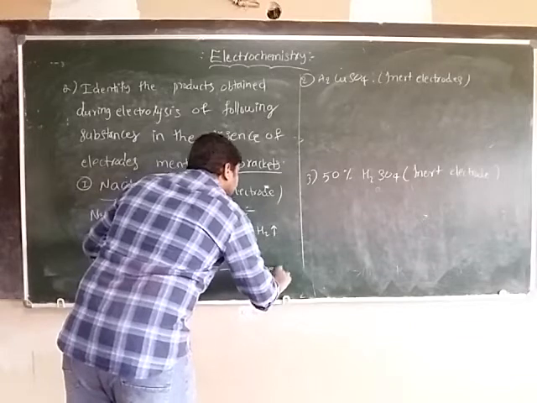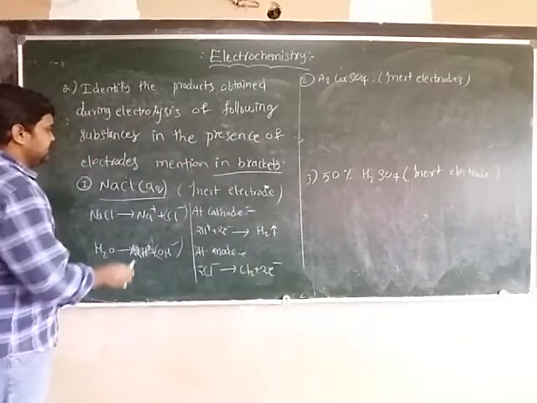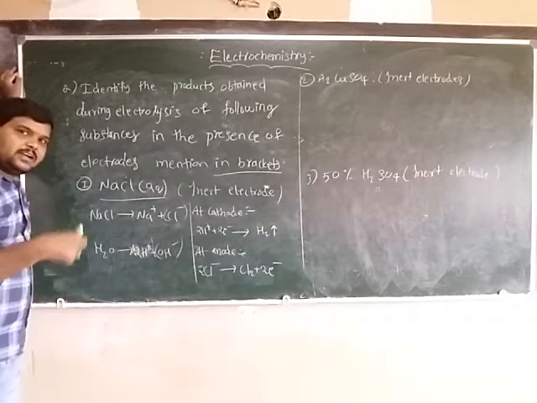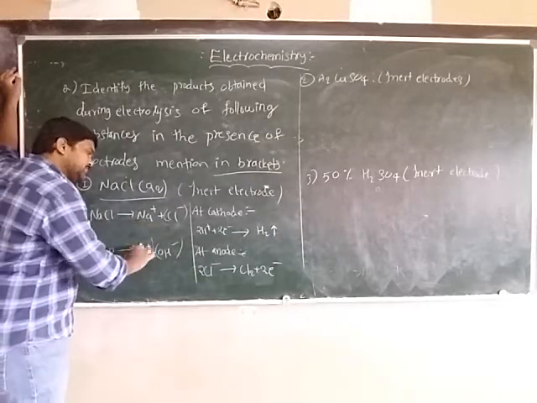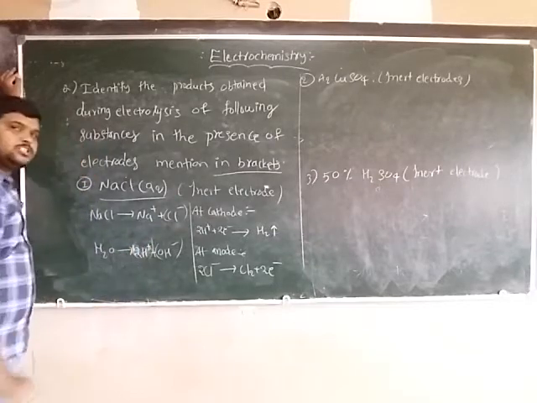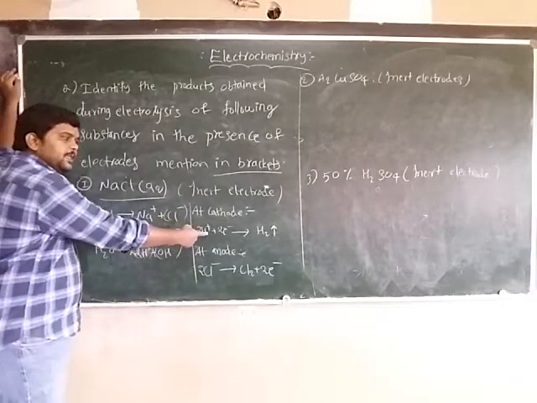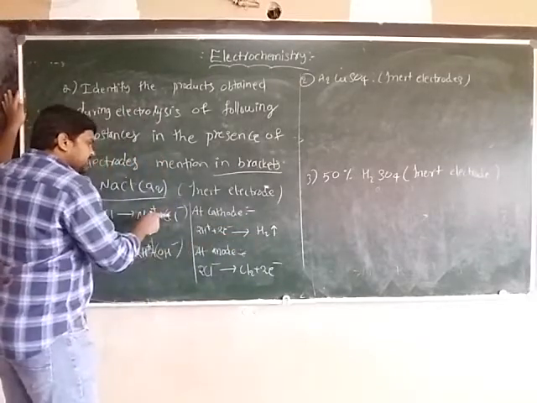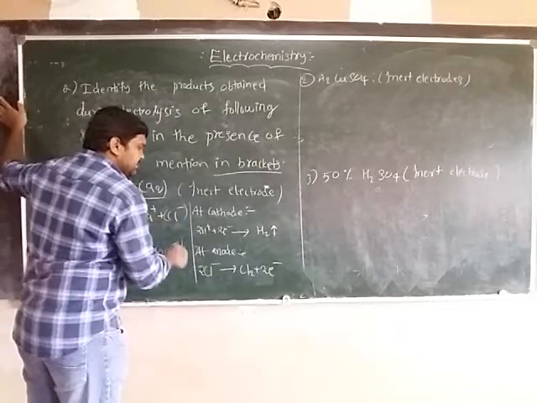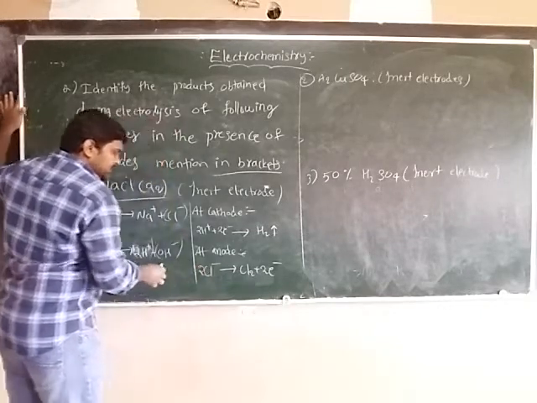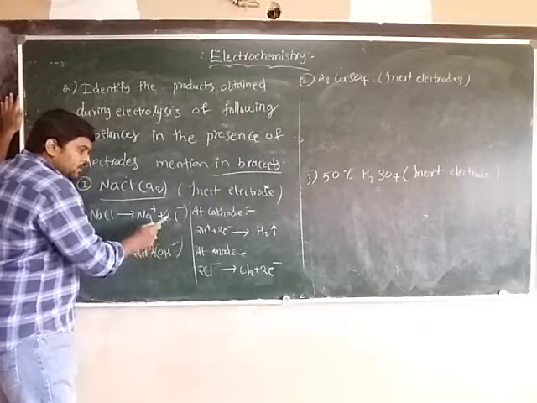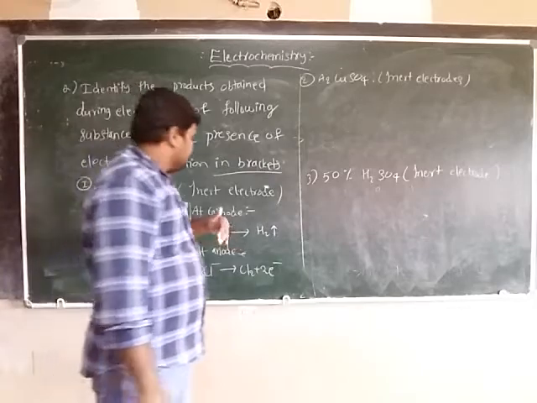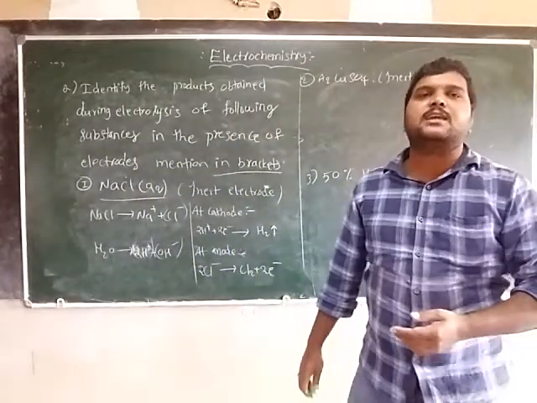2Cl- gives Cl2 plus 2 electrons. So in aqueous NaCl, we have Na+, H+, Cl- and OH-. For preferential discharge, the one with the lowest discharge potential goes first. H+ has the lowest discharge potential, so it discharges first and liberates hydrogen gas at the cathode. Between Cl- and OH-, Cl- has the lower discharge potential, so Cl- easily converts into chlorine gas by losing 2 electrons.